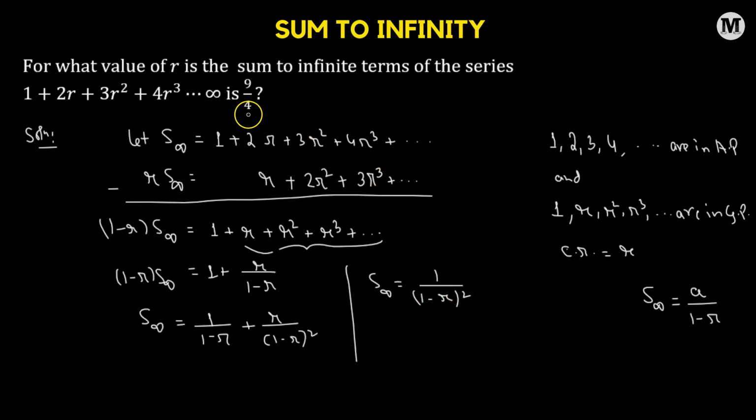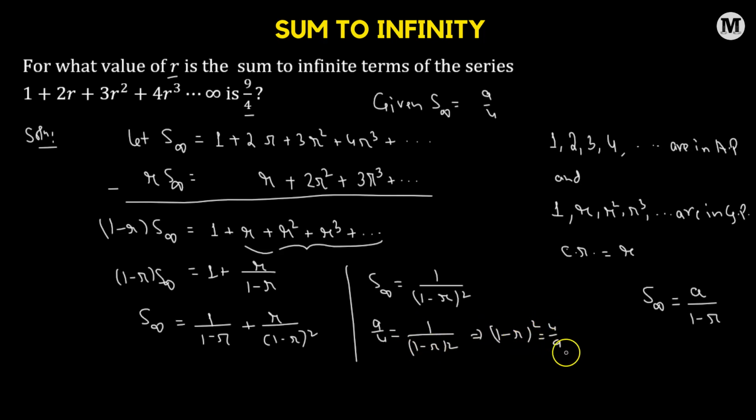However, in the problem, we are asked to find the value of r, and it is given that the sum to infinite terms is 9 over 4. That's already given in the problem, that s infinity, the sum to infinite terms, is 9 over 4. So we're going to substitute s infinity with 9 over 4. So we have 9 over 4 equals 1 over 1 minus r whole squared. So that's going to give us 1 minus r whole squared equals 4 over 9.